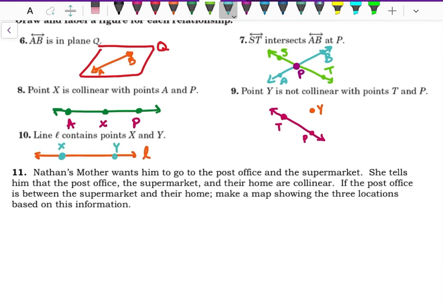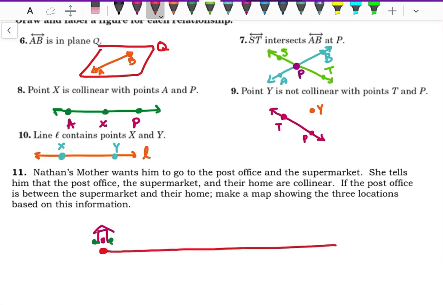Okay, last problem. Nathan's mother wants him to go to the post office and the supermarket. She tells him that the post office, the supermarket, and their home are collinear. If the post office is in between the supermarket and their home, make a map showing the 3 locations based on this information. So we've got their home here. I'll draw a little door, maybe put some little bushes. That's their home. So they're going to start there. From there, they need to go to the post office and the supermarket, and they are all on the same path. So they're all on the same line.